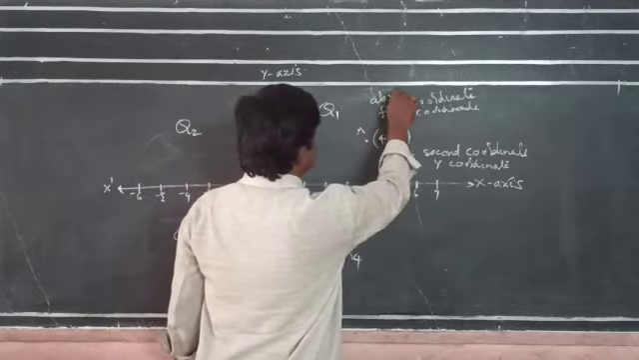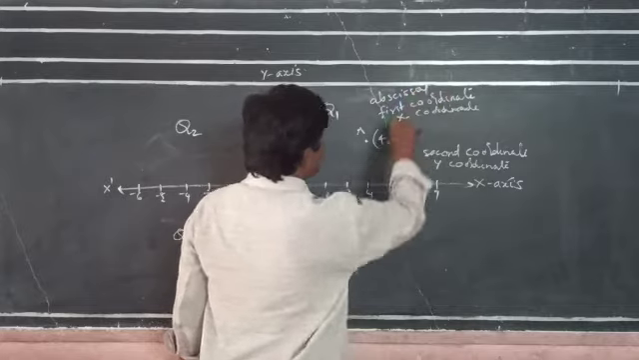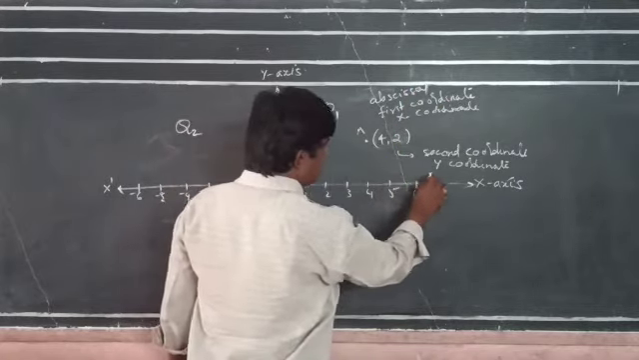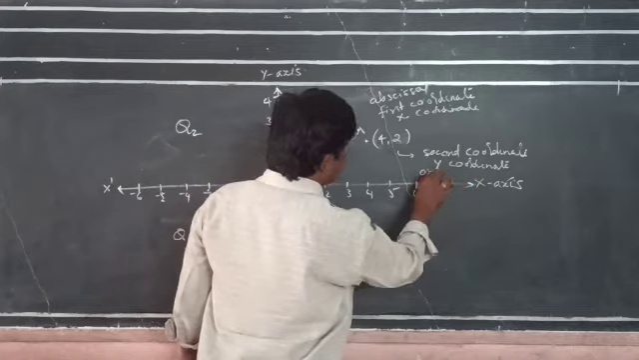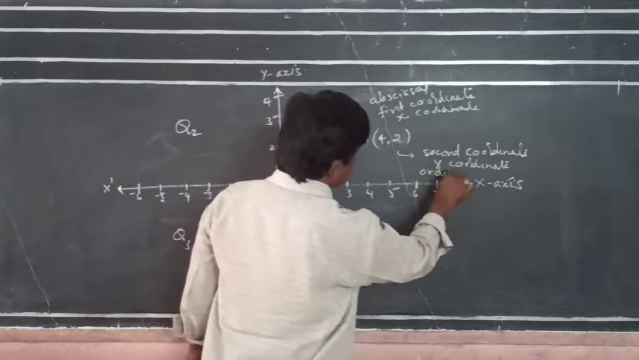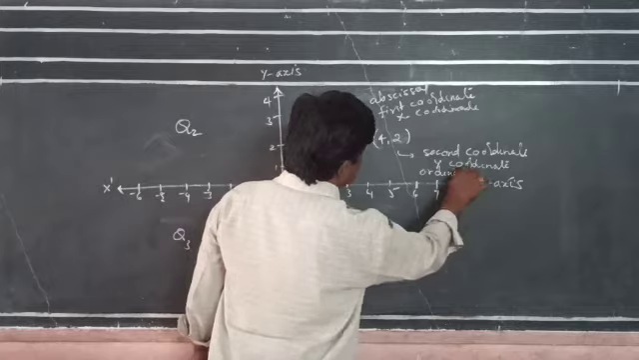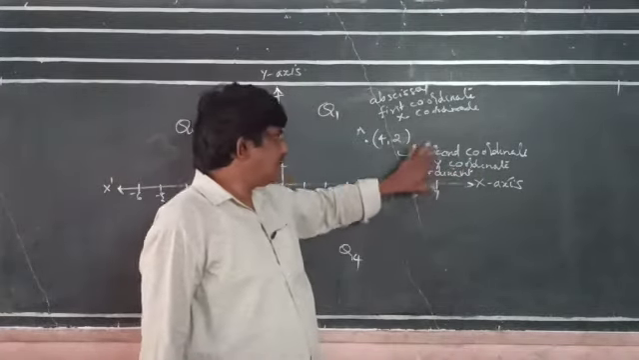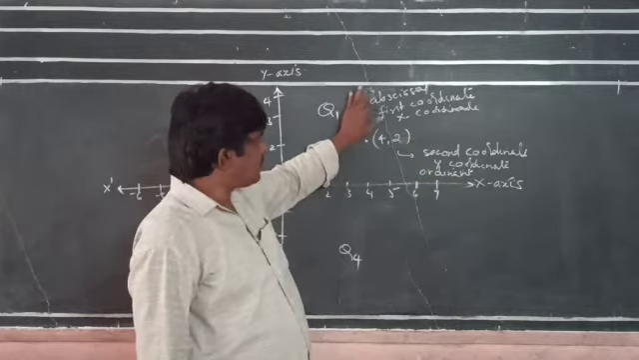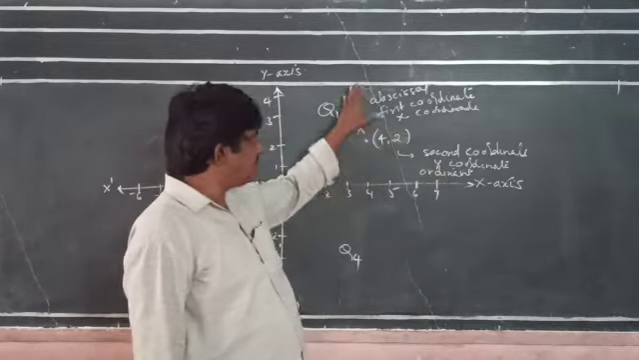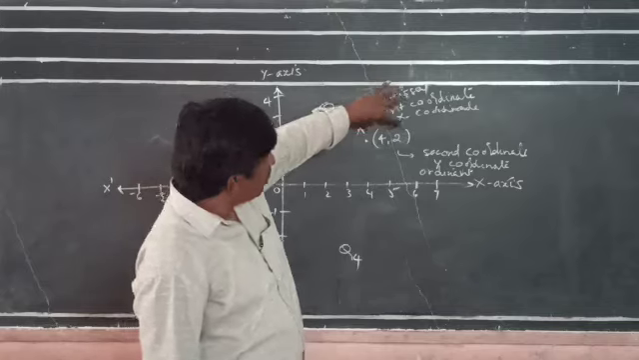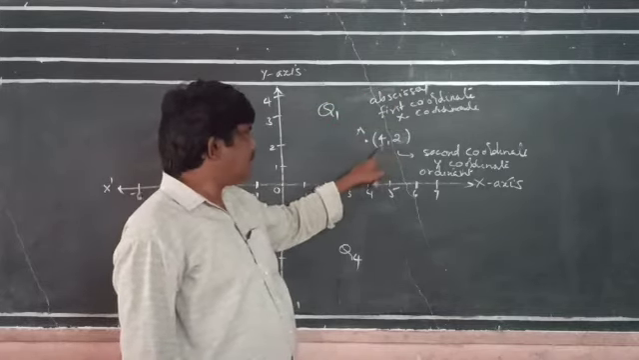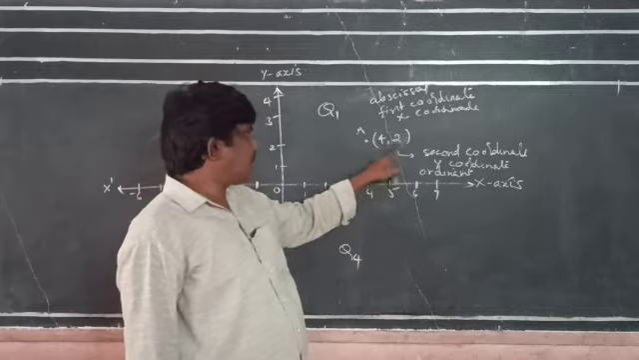Technically, the first coordinate or x coordinate is called the abscissa, and the second coordinate or y coordinate is called the ordinate. So abscissa and ordinate are the names for the x coordinate and y coordinate of the ordered pair.